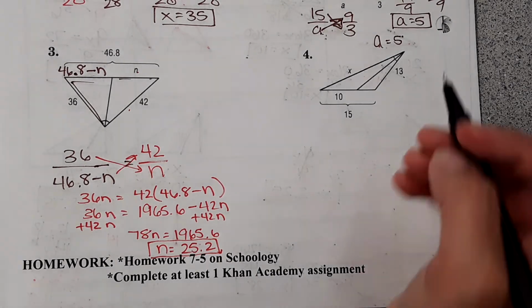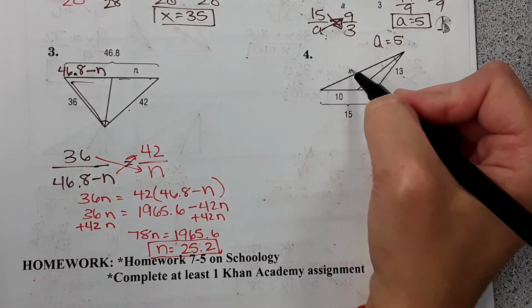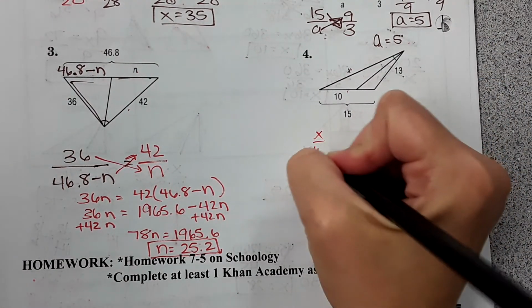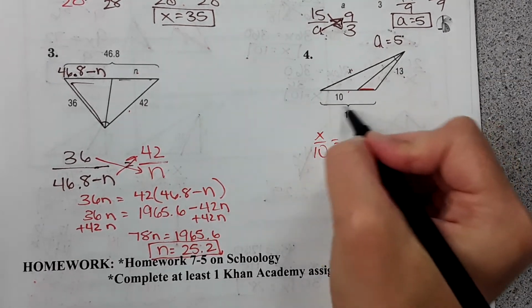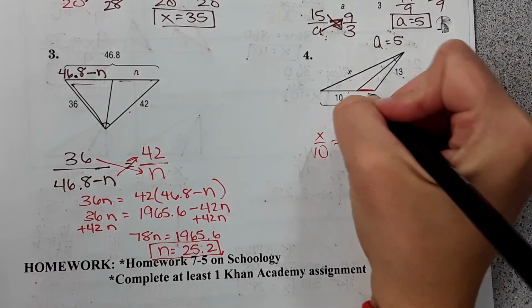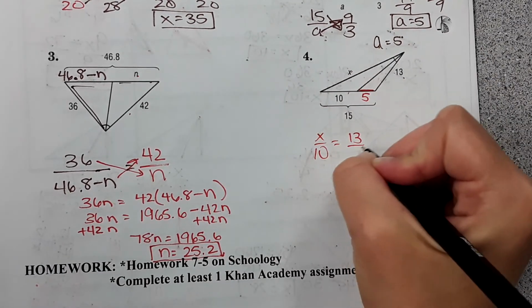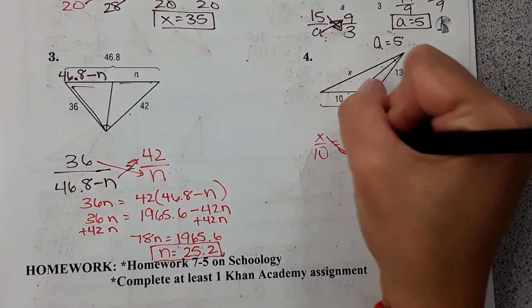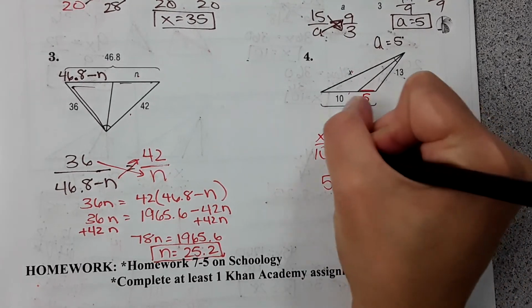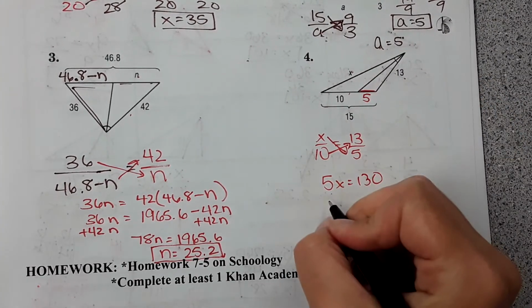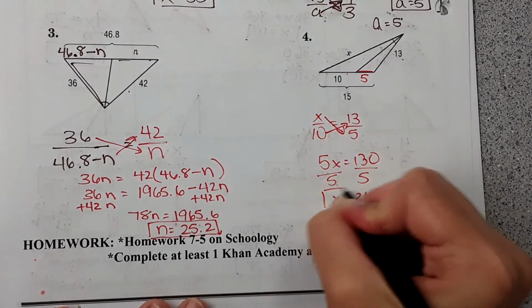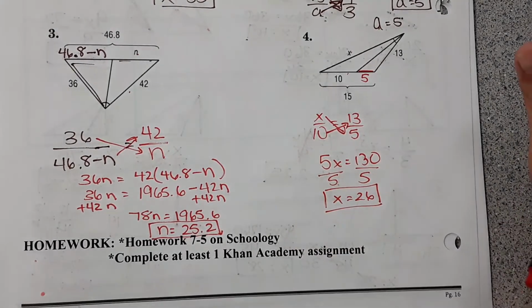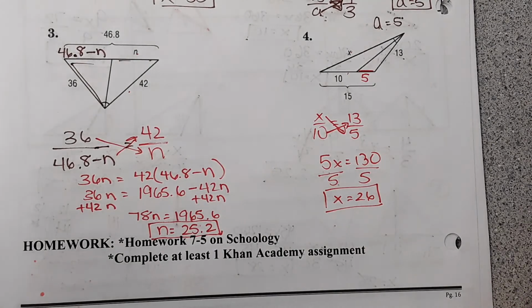Okay, so we're going to do x over 10, of course, and then we need 13 over whatever this is. It shows the entire length's 15. 15 minus 10 is 5, so we're going to do 13 over 5, and then use cross multiplication. 5x equals 130. Divide both sides by 5, and you get x equals 26. And that's it. Even though I set mine up differently, I got it right.